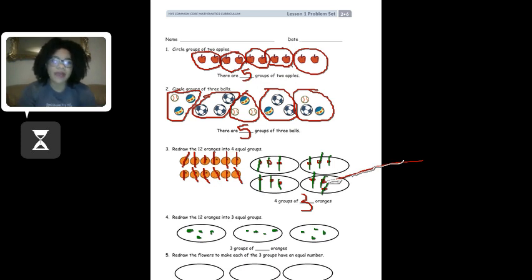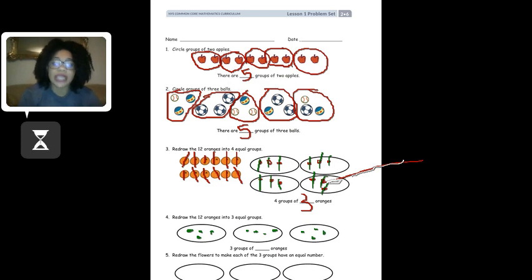So let's see, we have 1, 2, 3, 4 oranges in the first basket. Let's look at the second basket. We have 1, 2, 3, 4 oranges in the second basket. And then let's count that last basket. 1, 2, 3, 4 oranges in the last basket. I think that's equal. There's 4 in each basket. So for each basket, each circle has the same amount of oranges. So we have 12 oranges into 3 equal groups.